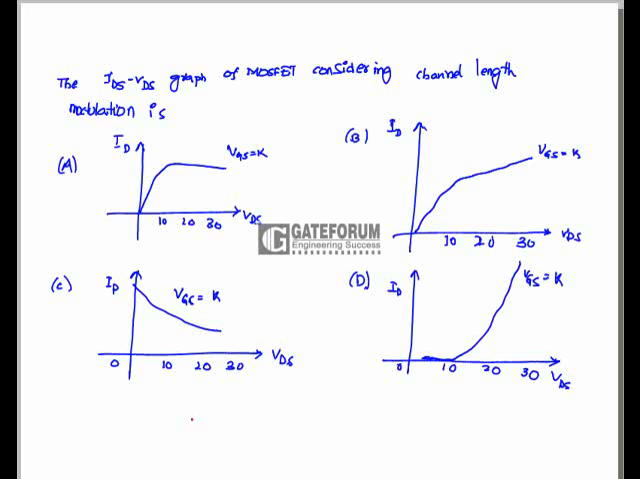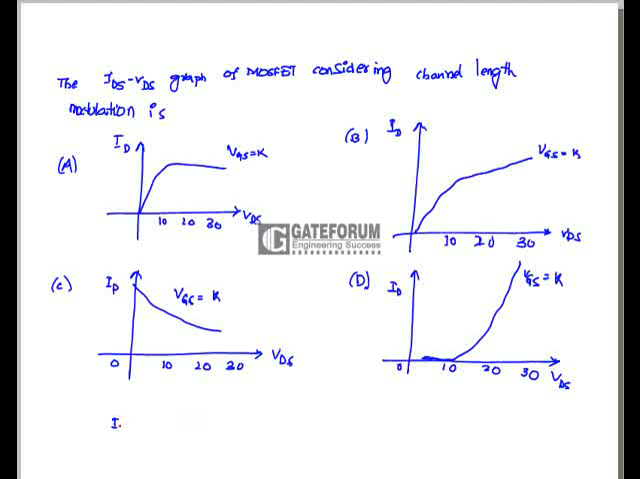The ID versus VDS graph of a MOSFET, considering channel length modulation. Without channel length modulation, the drain current is going to be constant irrespective of the variation in VDS. But because of channel length modulation, VDS is going to have an influence on ID.